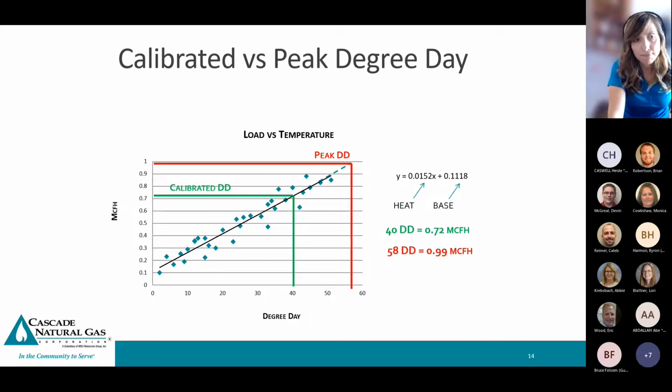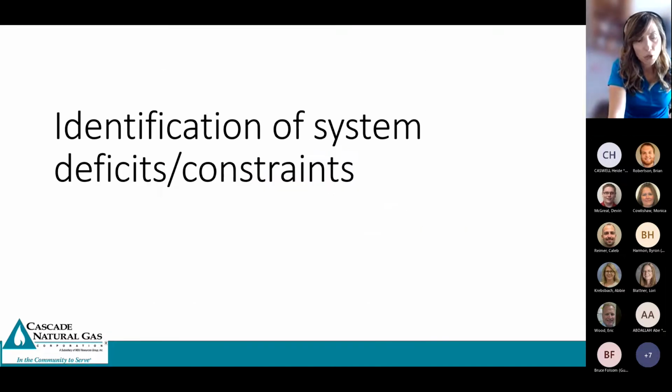But yeah, we can move on. So all this helps us, once we have trusted models, to then use them to identify our system deficits.